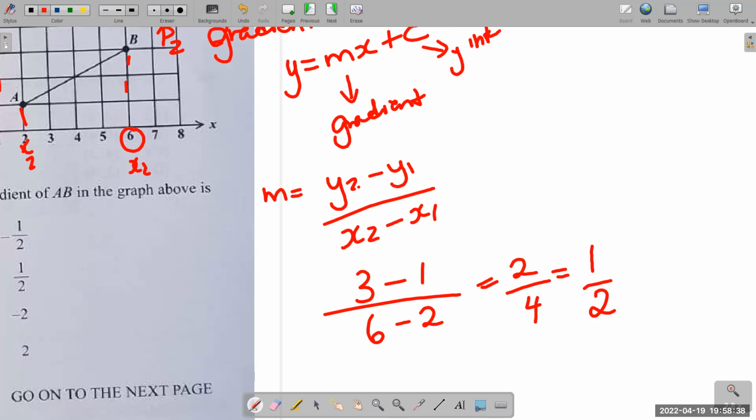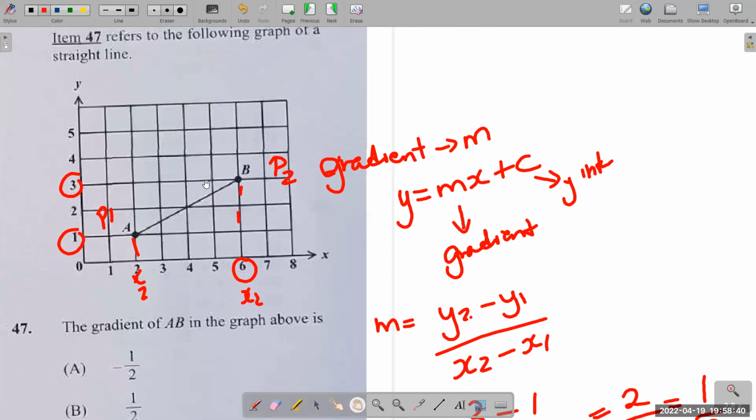How do we know this is correct? Anybody remember how to determine if this is a positive or negative gradient? We know if it's going upwards, it's a positive gradient. Agree? If this line is coming down, we know it's what? A negative gradient. If the line is going straight across, a horizontal line, we know the gradient is what? 0. Everybody with me?